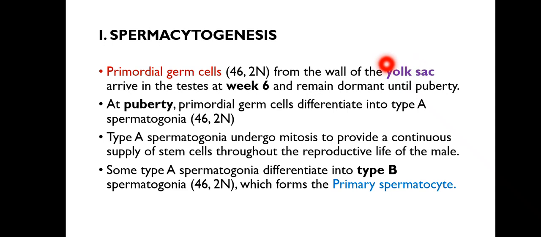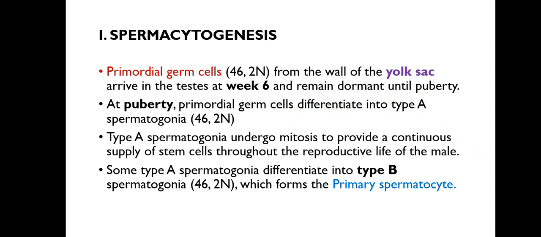So it is from the yolk sac that you get these primordial germ cells, which contain 46 chromosomes, or 2n. Now we are saying that these primordial germ cells, from the walls of this yolk sac that we talked about, arrive in the testis at 6 weeks, and remain dormant until puberty.